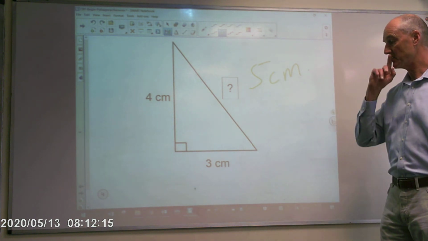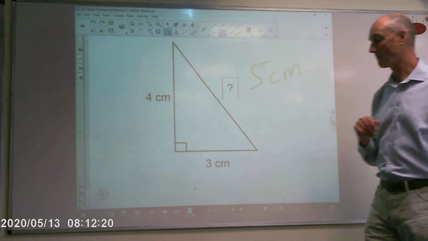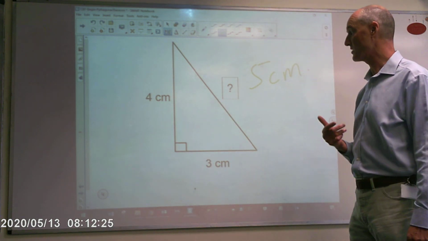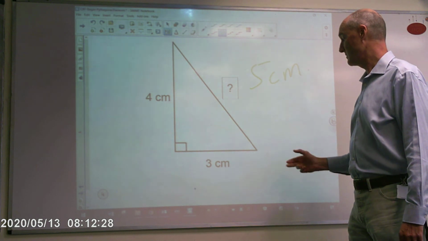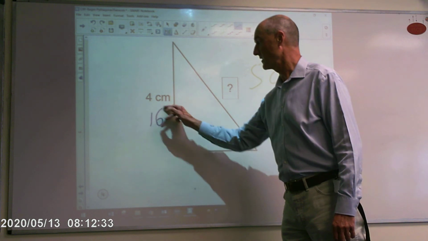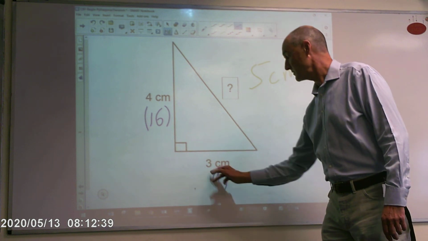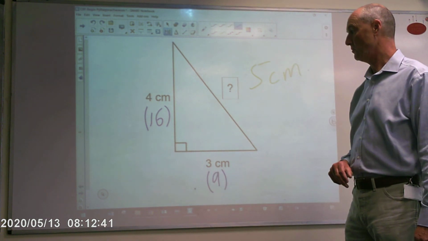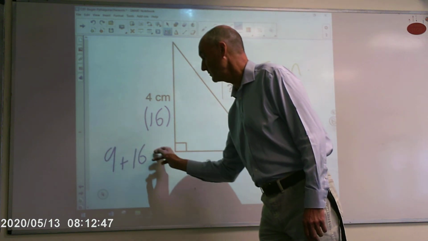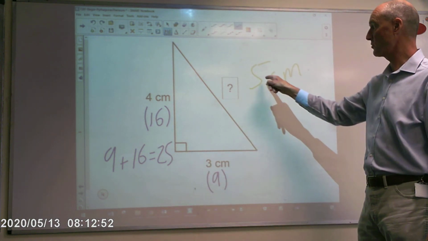Now, let's have a little look at that. We've just been messing around with square numbers. 4 squared. Now, we did that with our square numbers. 4 squared is 16. Make a little note of that. 3 squared is 9. What happens if you add 9 and 16 together? It equals 25. Okay?